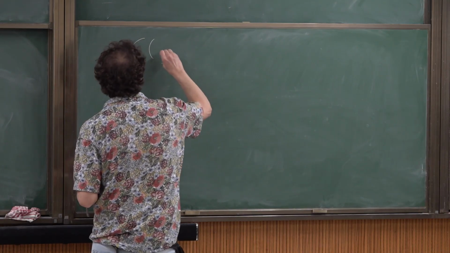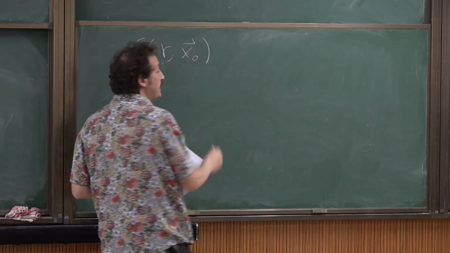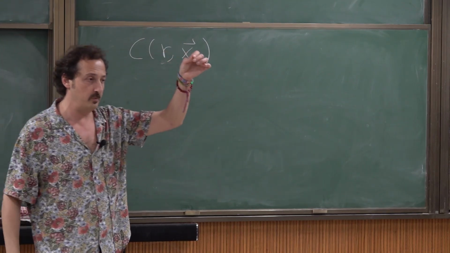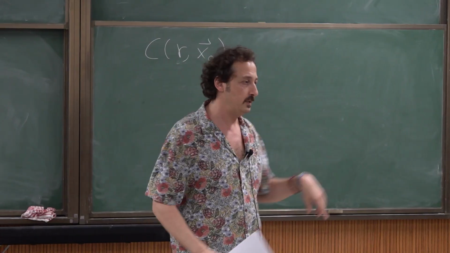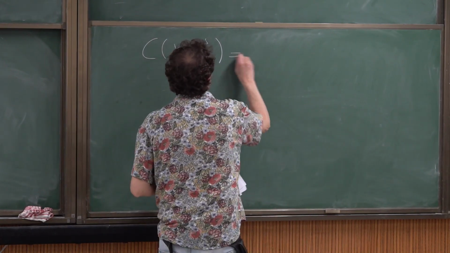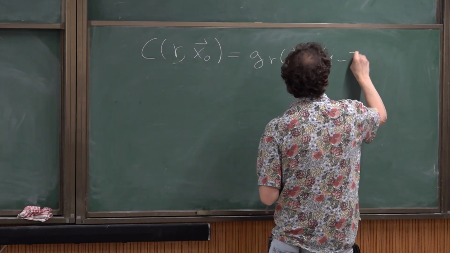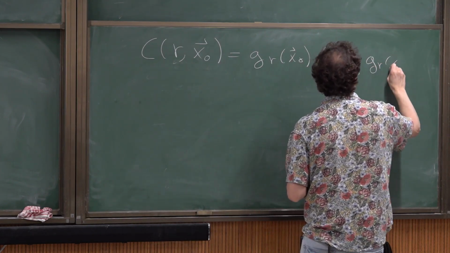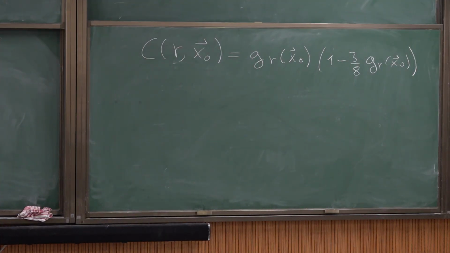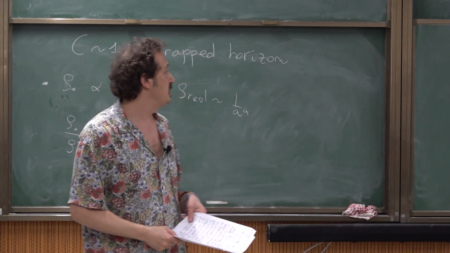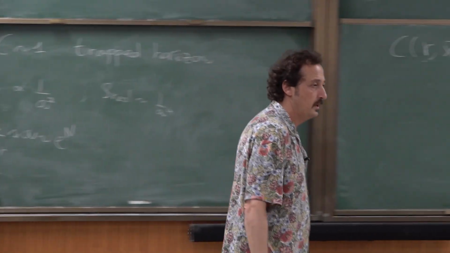By defining then this G, I simply rewrite, and this will be our starting point, the compaction function, which is a function of R and x0, where x0 now is the center of our perturbation, because we say spherically symmetric around this center. So you can rewrite it as G(R, x0) times 1 minus 3 divided by 8 G(R, x0). That's the compaction function, the object that will give us the initial condition for our evolution into a black hole.